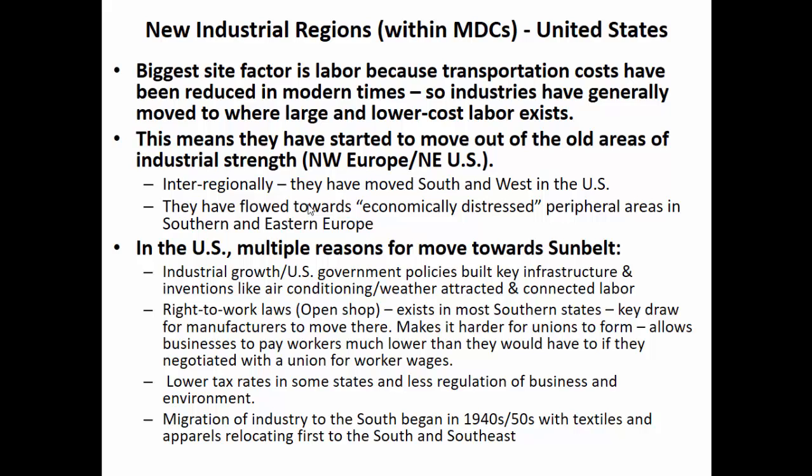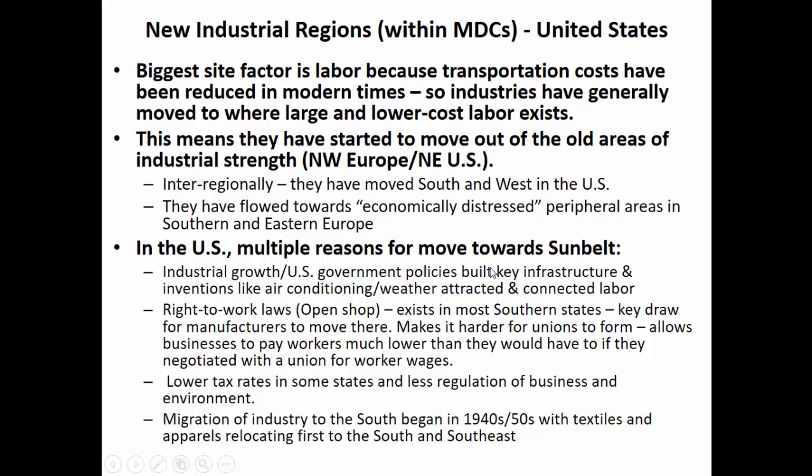In the U.S., there's been a lot of reasons why they've moved towards the Sun Belt since the 1950s, 60s. Number one, there's been more industrial growth in the South and in the West. There's been U.S. government policies that have built infrastructure. We've built highway systems. We have built road networks. We have built railroad networks that better connect these regions, the South and the West, to the rest of the country than ever before, especially industrially.